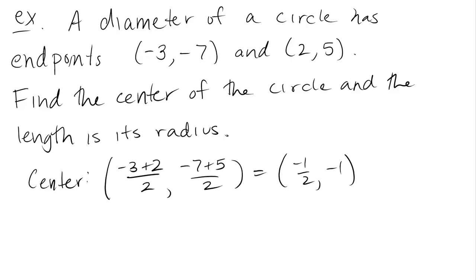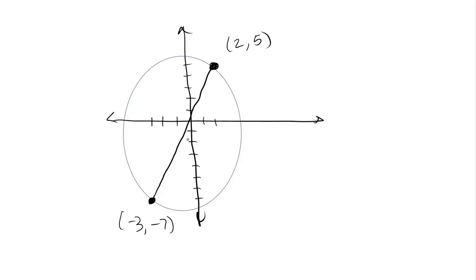Now we need to find the length of the radius. So what is a radius? Well, the radius is the distance from the center to any point on the circle. So in particular, we could find the distance from the center to this point in the first quadrant. Alternatively, we could find the length of the diameter and then divide it by 2, and that's what I'm going to recommend in this example.